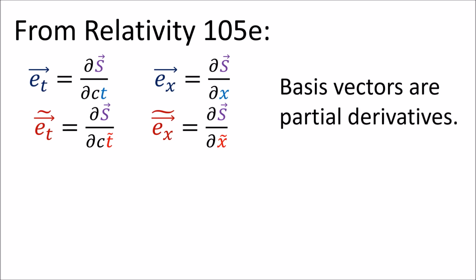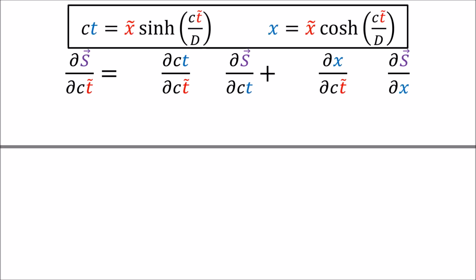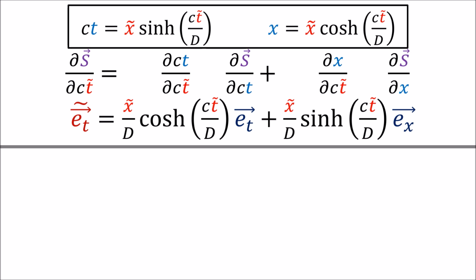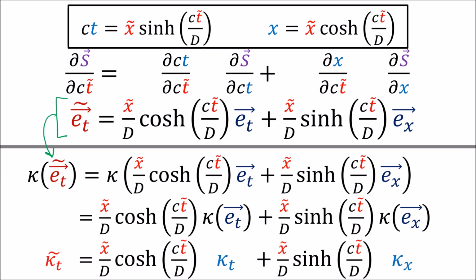In Relativity 105e, we showed how to change the basis in curvilinear coordinates by equating basis vectors with partial derivatives, and using the multivariable chain rule to get the components of a basis vector. So from that video, we already know that the time basis vector in Rindler coordinates looks like this. To get the time wave number that the Rindler observer measures, we just apply kappa to the Rindler time basis vector and replace it with this formula. So we get that Rindler's time wave number equals x tilde over D times cosh times Einstein's time wave number plus x tilde over D times sinh times Einstein's x wave number.